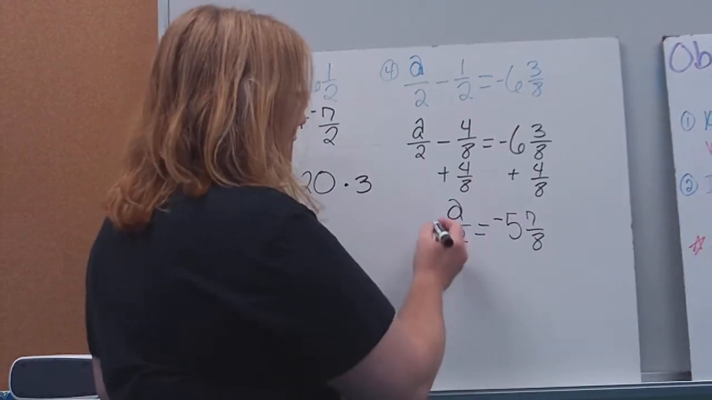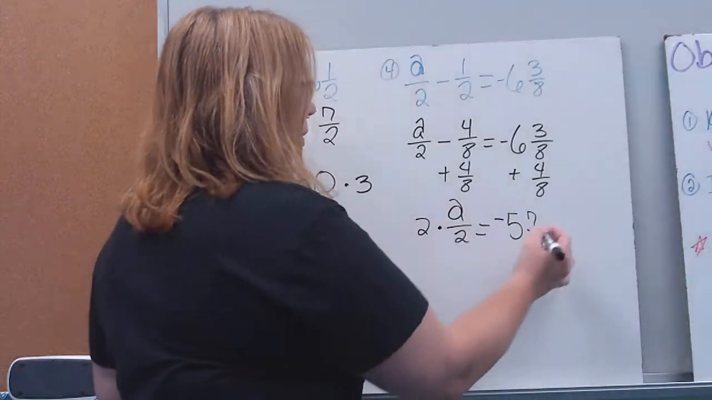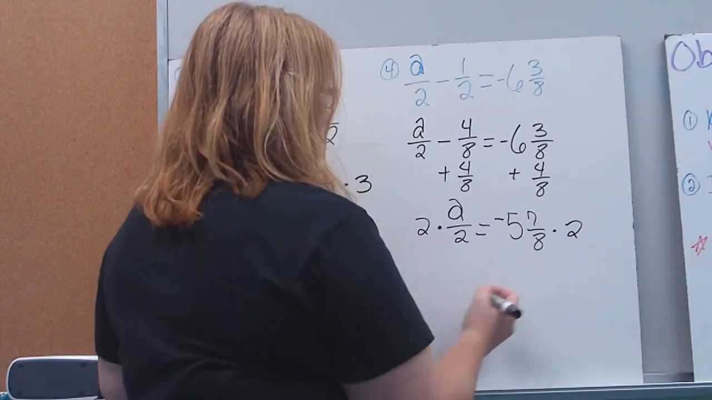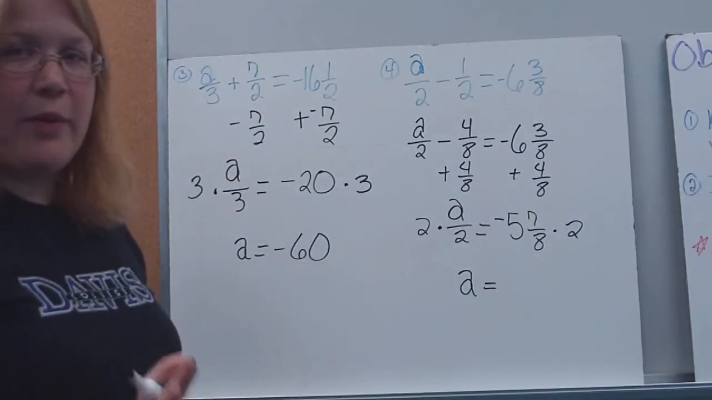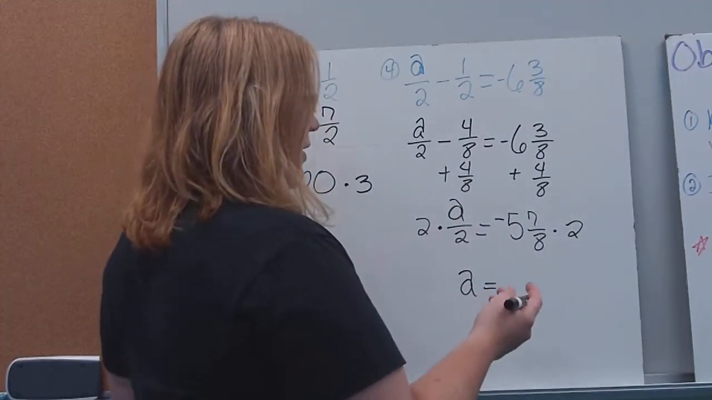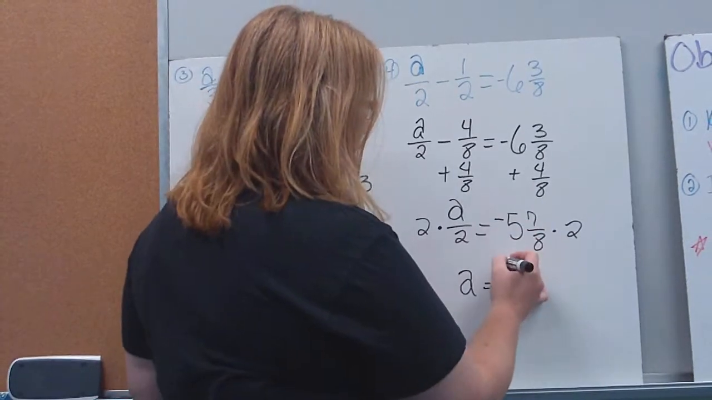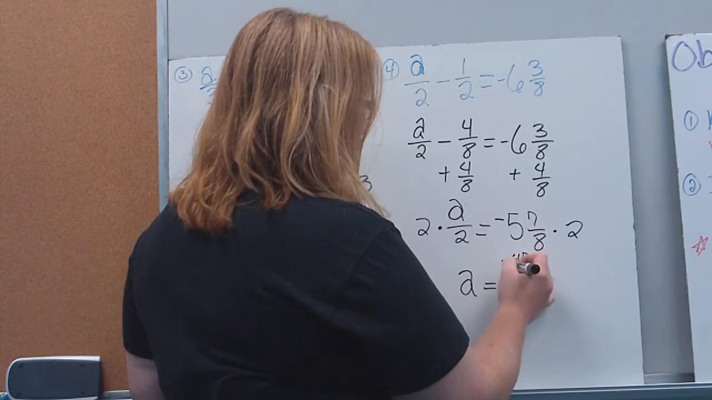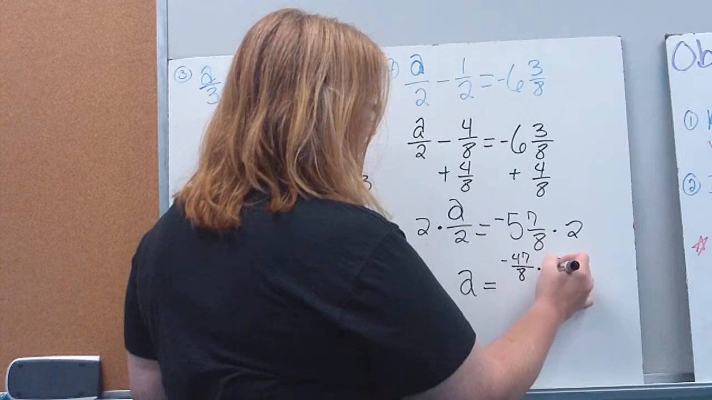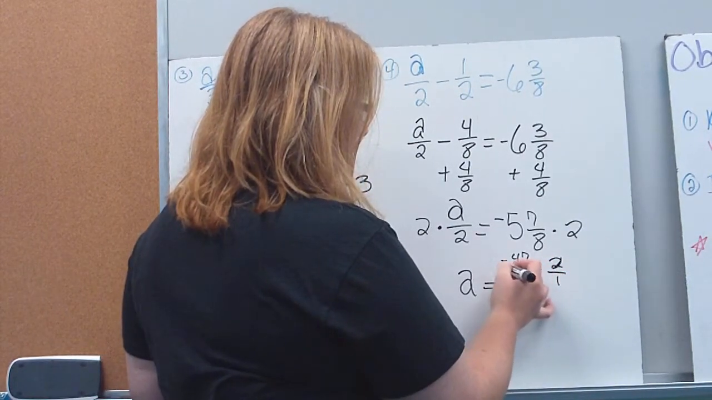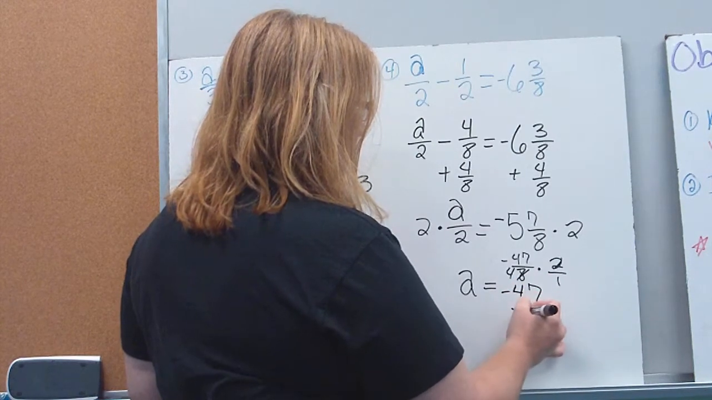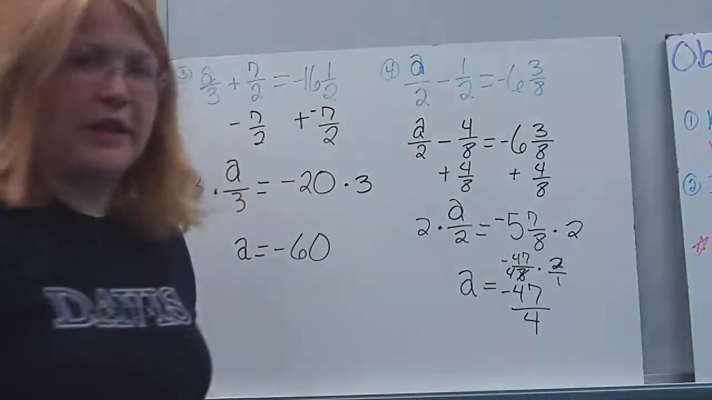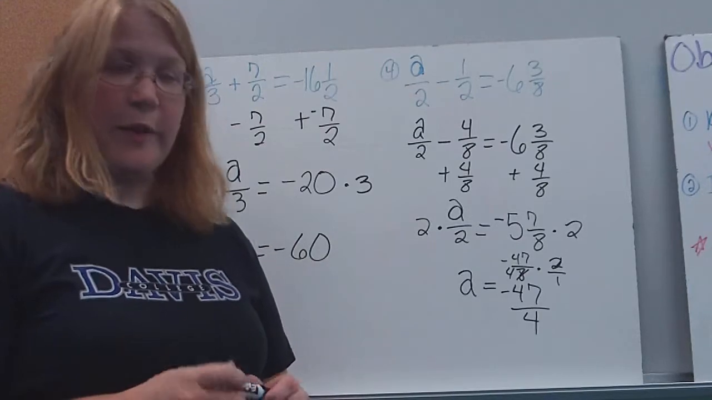Now I want to undo my division. I'm going to undo that by multiplying. So I'm left with a over here. Remember, if we're multiplying, we want to make it into an improper fraction, not a mixed number, to multiply. So here I'm going to wind up with negative 47/8 times 2. And 2 and 8 can cancel down, so I'm going to wind up with negative 47 over 4. And again, feel free to leave that in the improper form. You don't need to flip it back.